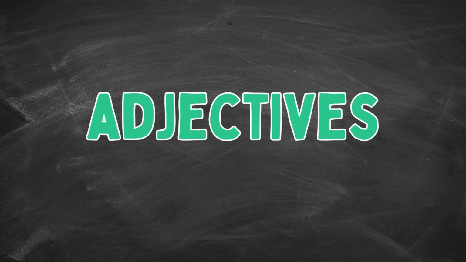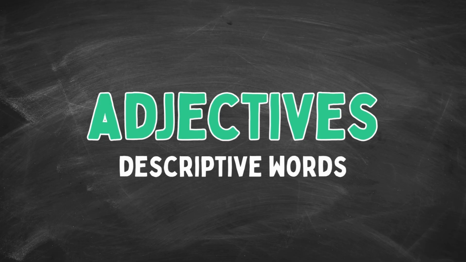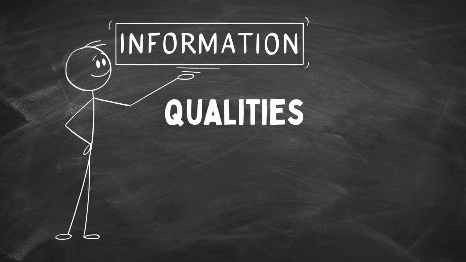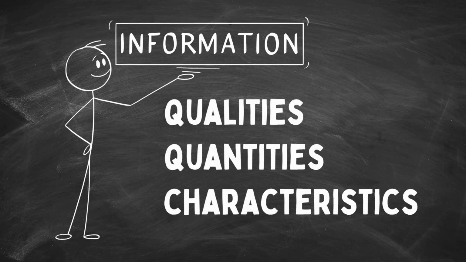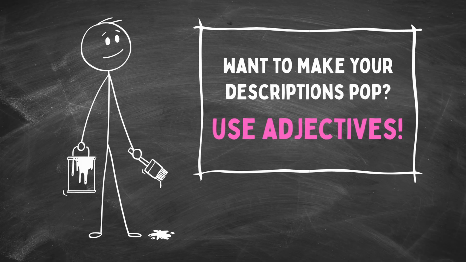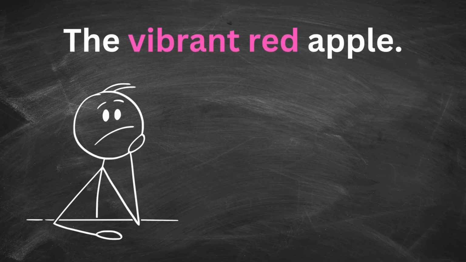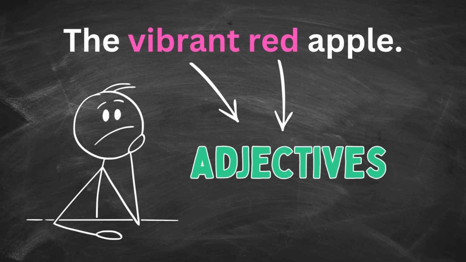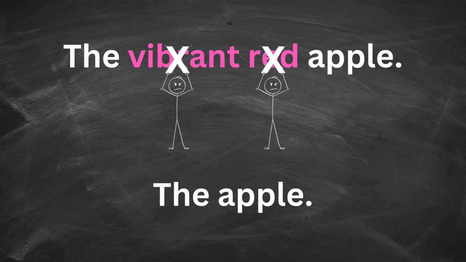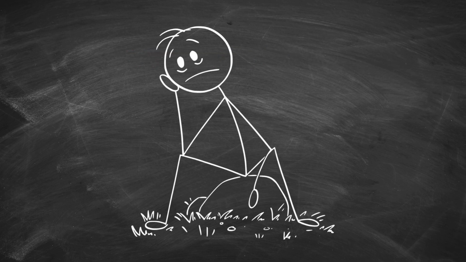Adjectives. Adjectives are the descriptive words. They give us more information about nouns or pronouns' qualities, quantities, or characteristics. Use adjectives to make your descriptions pop. Think about the phrase, the vibrant red apple. Vibrant and red are adjectives telling us more about the apple. Without them, it's just the apple, which isn't nearly as interesting.